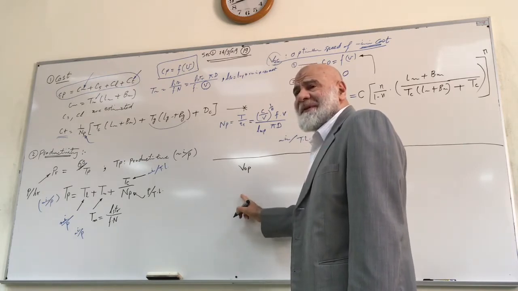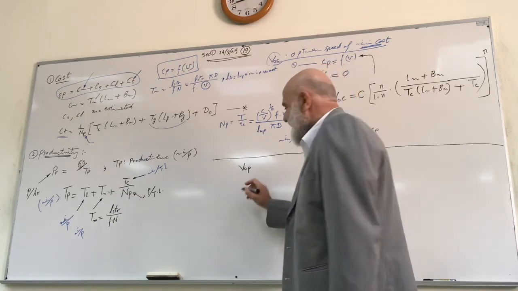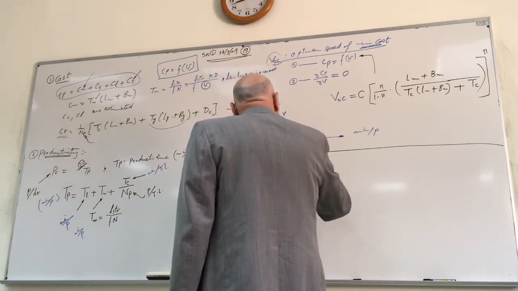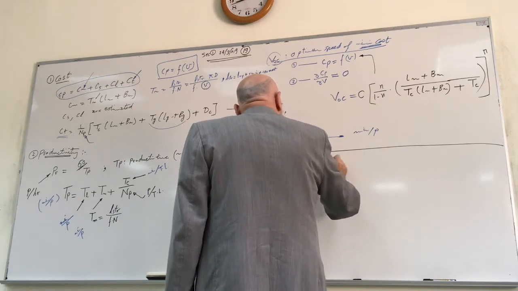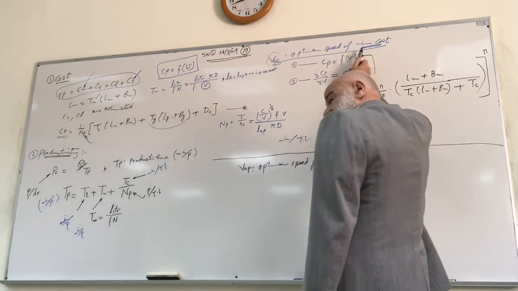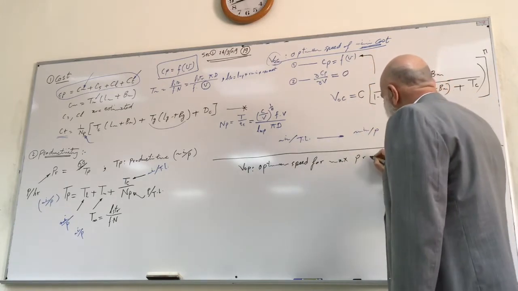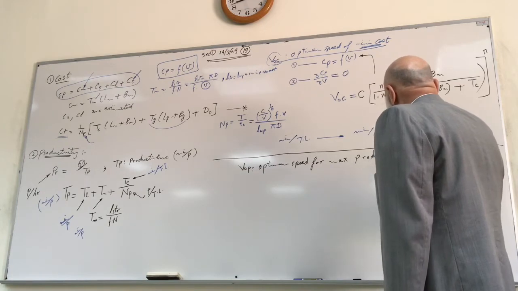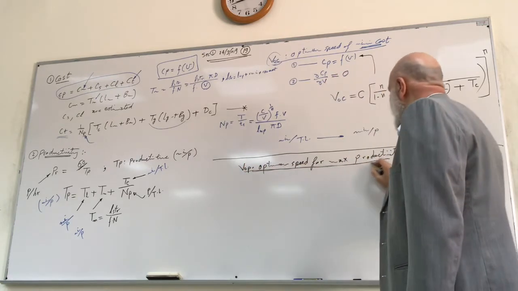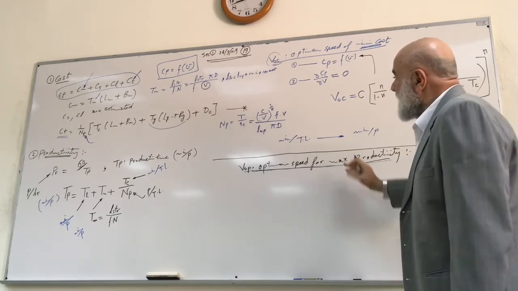maximum productivity. So to get the optimum speed, to get maximum productivity, one value is to get the minimum cost and another value is to get the maximum productivity. Both cannot be achieved at one value of speed.